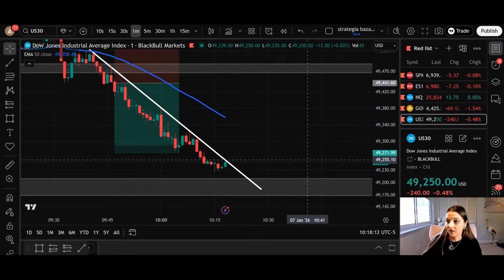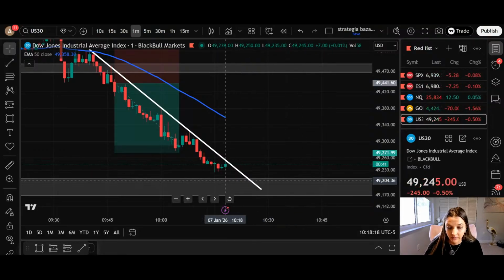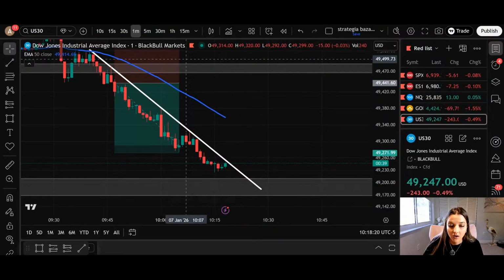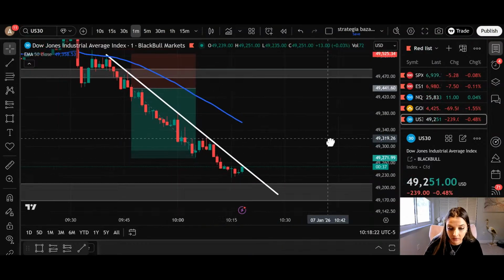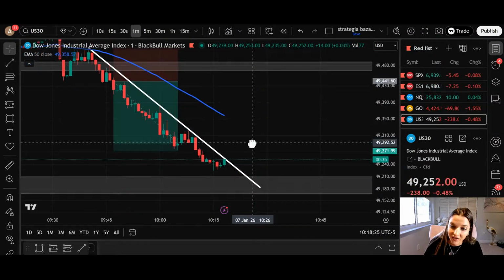I need more confirmation. For example, if it rejects this area, I also need it to break the trend and give me a retest of the trend. I need confirmations, not just one. But if you're adventurous, you can do that.